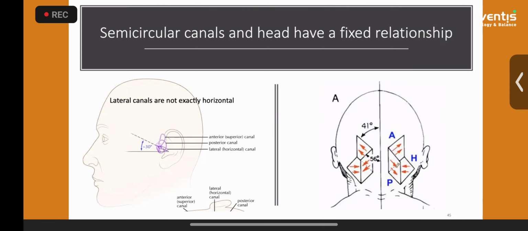Okay, the anterior end and the posterior end are not exactly in one horizontal line. The anterior ends are 30 degree to the horizontal line. It makes an angulation. And the posterior canals are not exactly posterior. They are making an angle of 56 degree with the sagittal plane. And the anterior canals are not exactly anterior. They are making an angle of 41 degree with the sagittal plane.